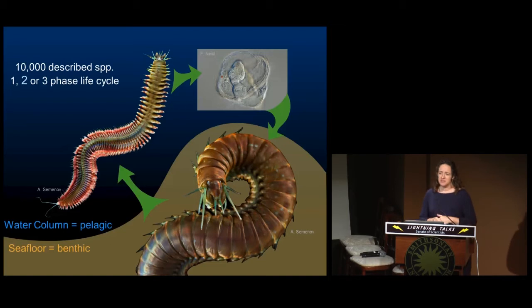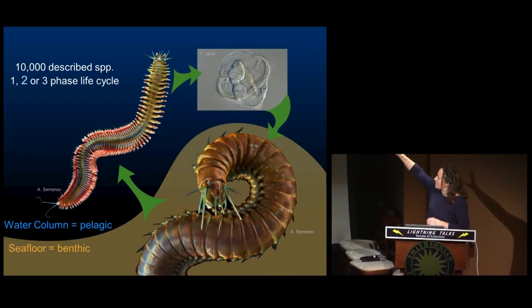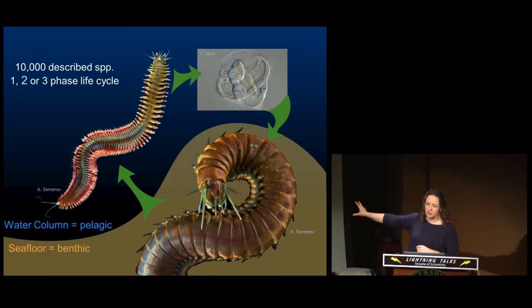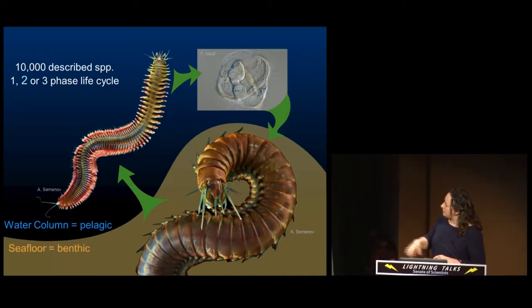Of the about 10,000 species that are described currently, they exhibit various different types of life phases. The majority have a two-phase life cycle. They start out up in the water column as pelagic larvae. They metamorphose, completely change their body, go down to the seafloor, and start their benthic portion of their life. The majority of their time is spent in the benthos.